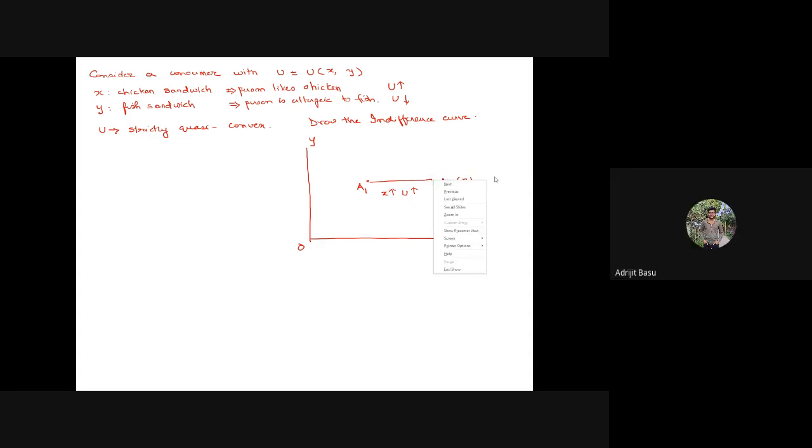Then, sir, we need to decrease the u in order to bring it back to the level set. In that case, sir, we need to give the person some doses of fish sandwich. That is, we need to increase the y. Then the u will certainly decrease. But he's allergic to fish. Yeah, that's why I'm telling. We need to give him some doses of fish to decrease the utility. Okay. So it will be a positively sloped curve.